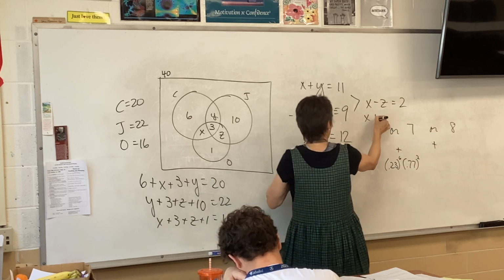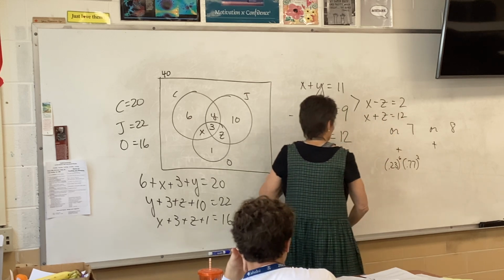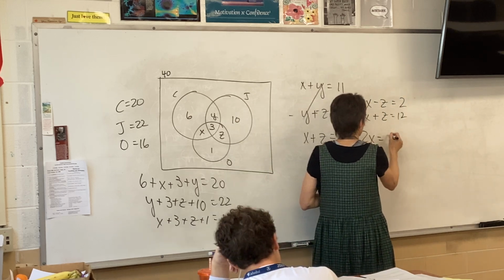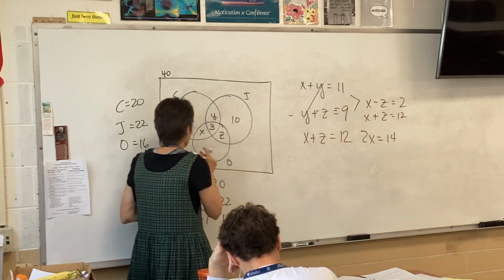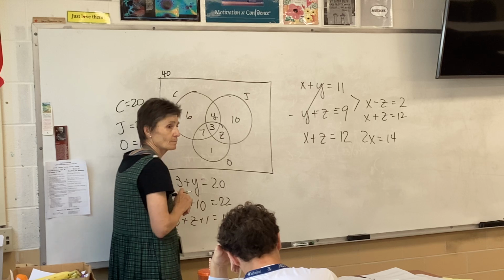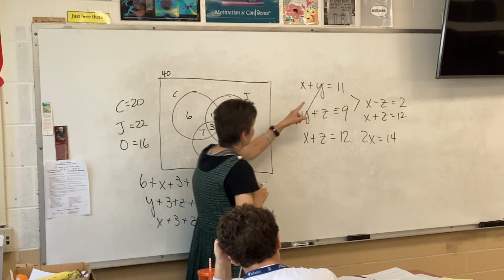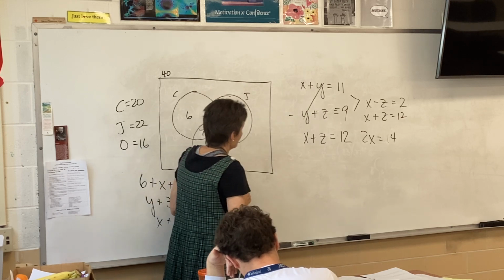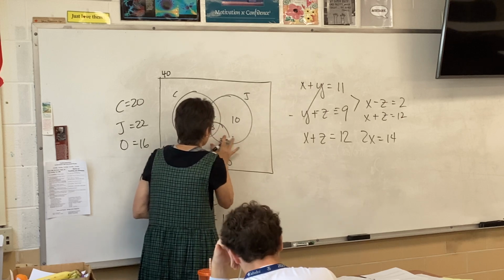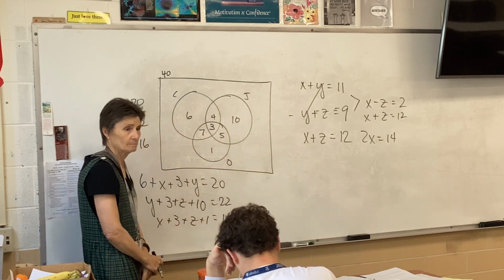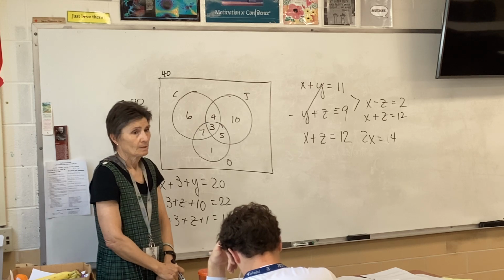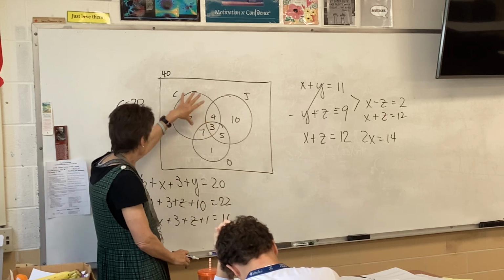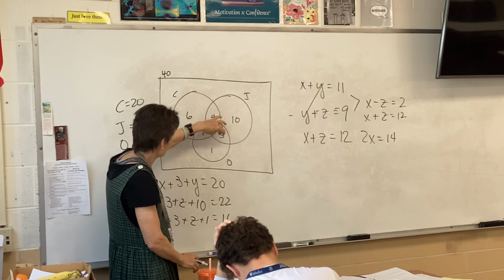But I know X plus Z is 12. Are you following along here, guys? So 2X equals 14, so it looks like X equals 7. And if X is 7, then Y has to be 4. And if X is 7, Z has to be 5. Now, what do all those add up to? All these right here. That's 20, 30, 35, 36.